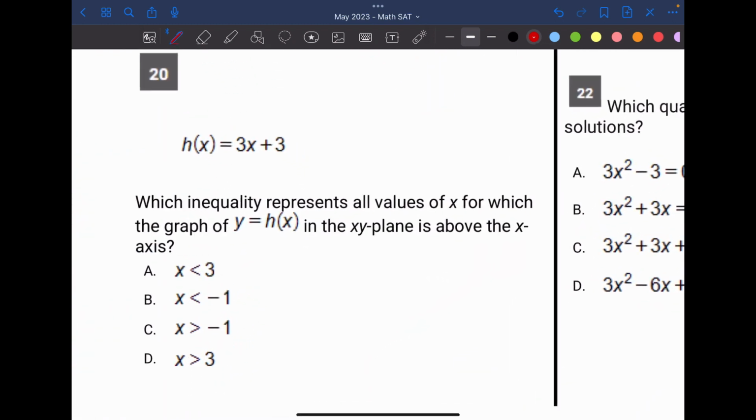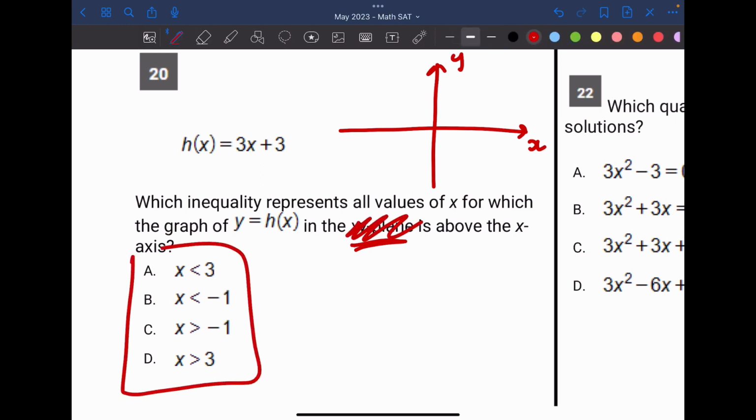Question number 20, we have h of x is equal to 3x plus 3. It says, which inequality represents all values of x for which the graph of y is equal to h of x in the xy plane is above the x-axis. Okay, the xy plane is another word for a normal graph. This is the xy plane. This is, once again, just to confuse you, so we can ignore it. And then it says which of these inequalities basically has all the values of x for which the graph is above the x-axis.